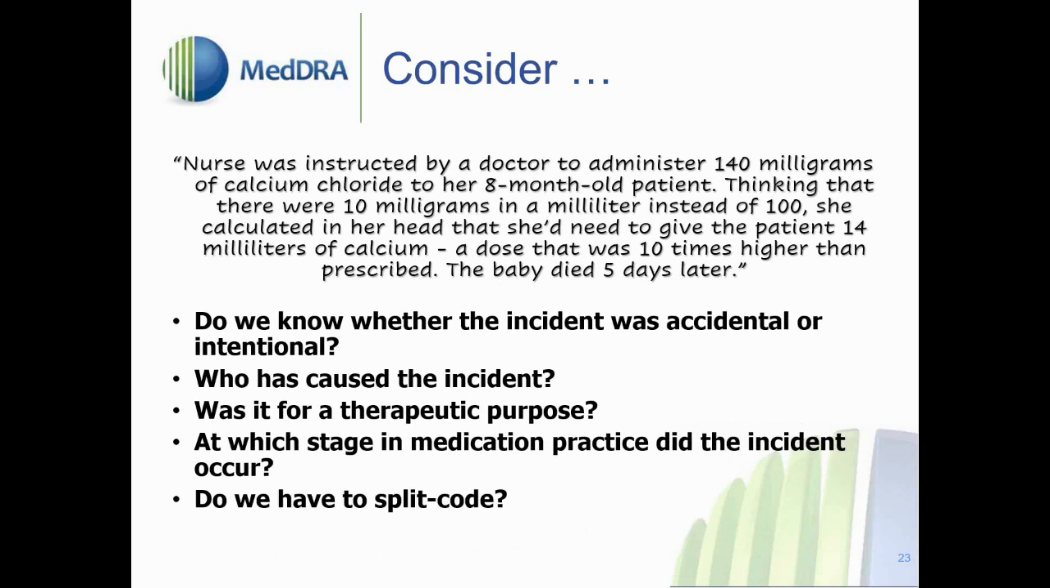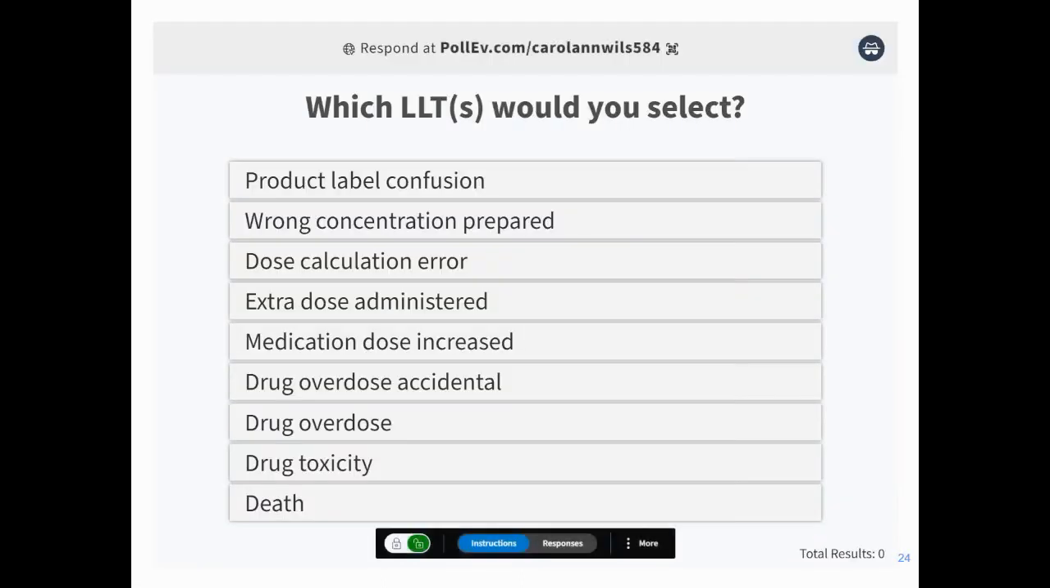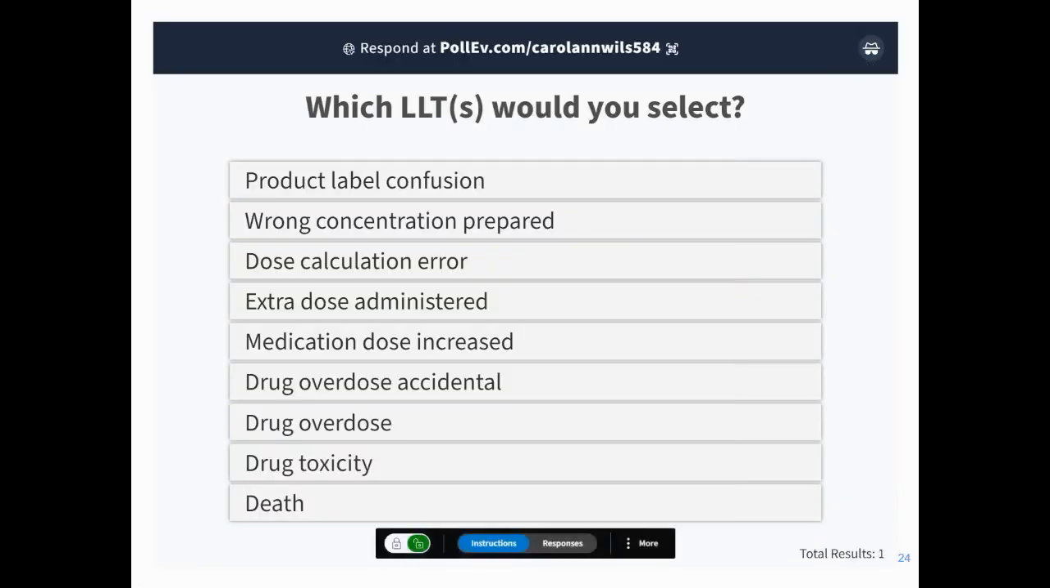So these are the questions that we can answer based on our verbatim, and these need to be considered when looking for suitable LLTs. So which LLTs would you select here? How would you approach this verbatim? Jane has put it in the chat so that you can see it, because it did not fit on this Poll Everywhere slide. It was too long.